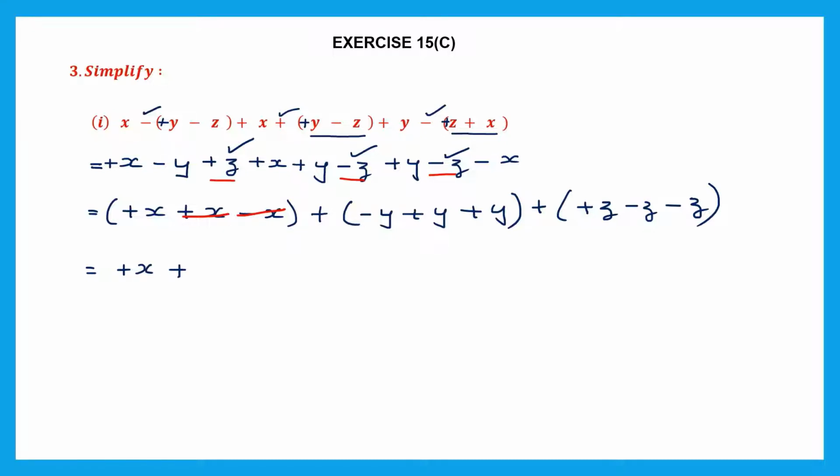Let's go to y's. Here I have minus y and plus y, which will get cancelled. So again, what is remaining there is plus y. We'll go to the next one. So here I have plus z, minus z, which will get cancelled. What is left is minus z. So my answer here is x plus y minus z.